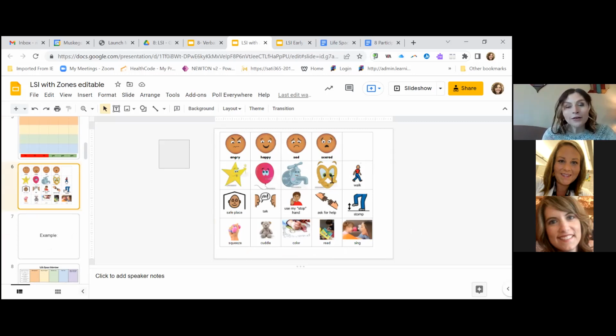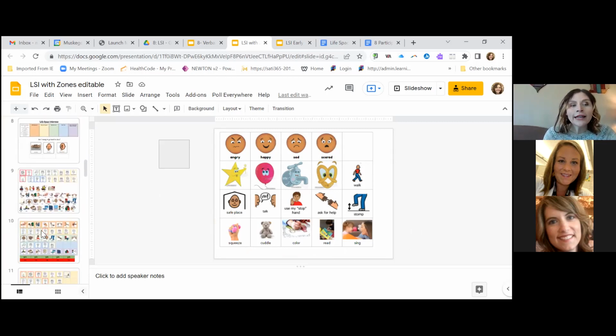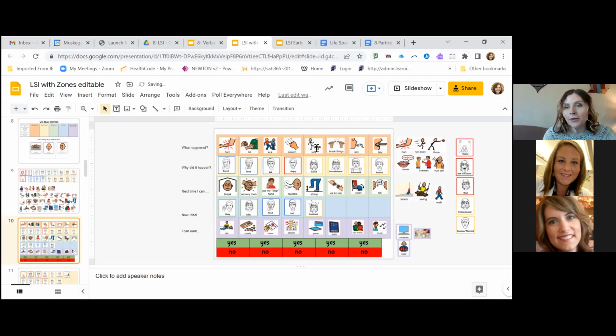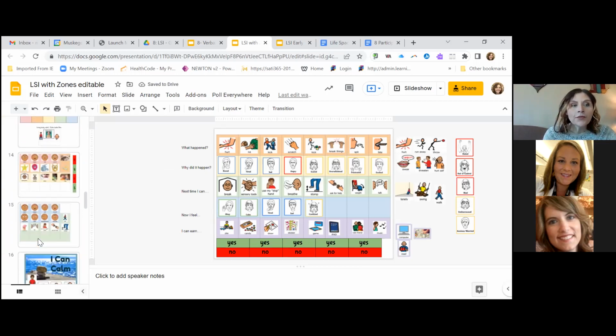So when we're talking about strategies of what I could do next time, maybe it would be taking a balloon breath or a drain breath. So pull in what the students are already knowing. And so there's lots of examples, everything's editable, moving around there.